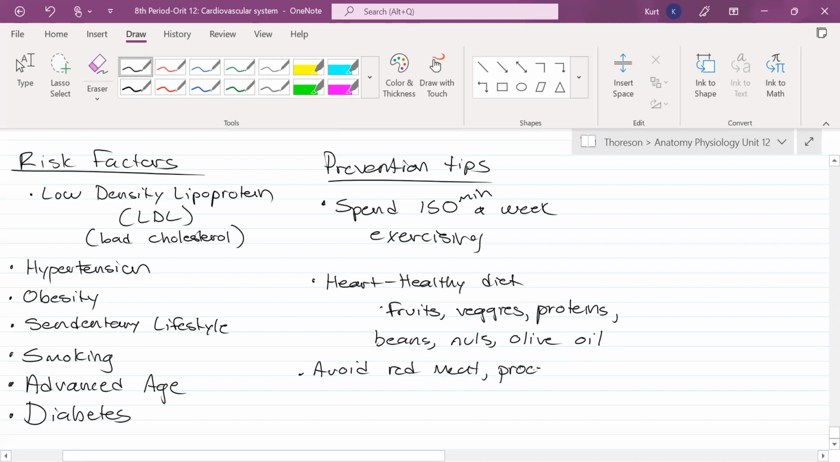Processed foods. If you go to Publix, what do you think is healthier? Going to the deli and getting the sliced meat from behind the deli desk, or going to that shelf where they just have the packaged lunch meat? Yeah, the packaged lunch meat has a lot of preservatives, nitrates, other things that are just chemically treated. It's not that great. Processed foods and added sugars.